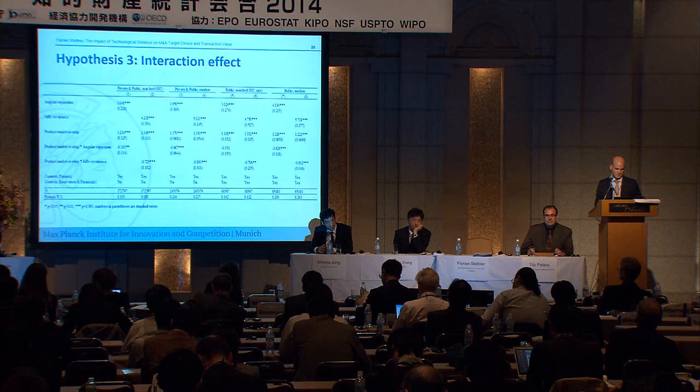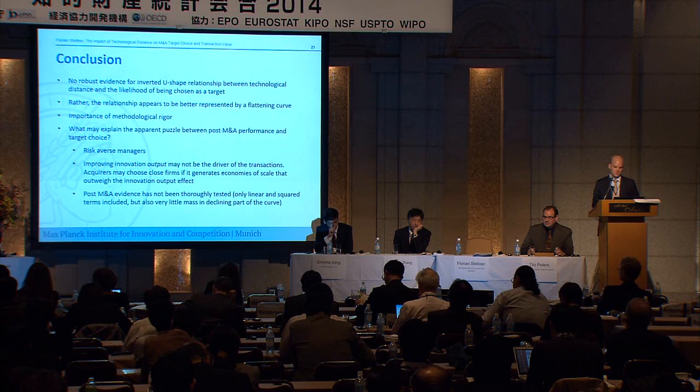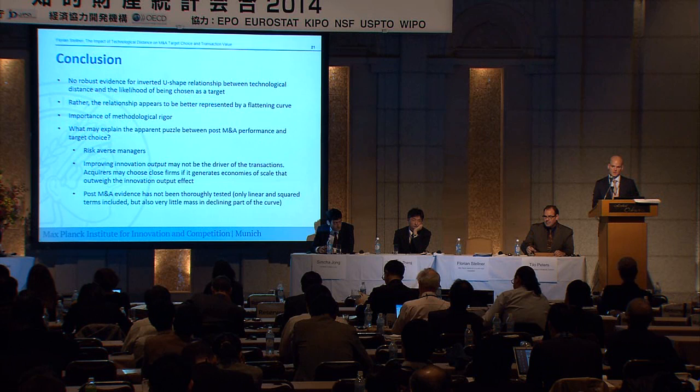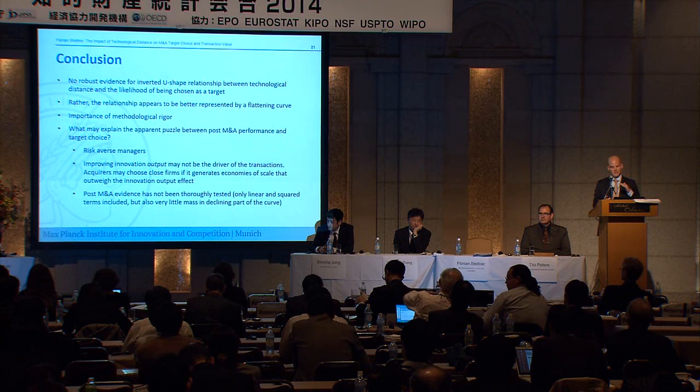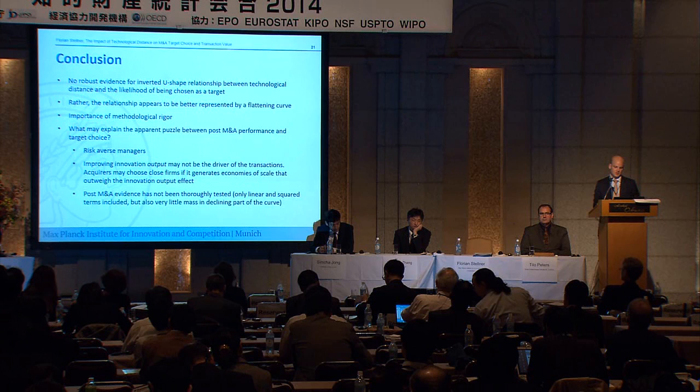So to conclude, what I find is there is no robust evidence for an inverted U-shaped relationship between technological distance and the likelihood of being acquired. Rather, the relationship appears to be a flattening curve. So if a company is close to you, the likelihood increases a bit as it gets closer to you, but the further away it gets, the likelihood decreases quite sharply.